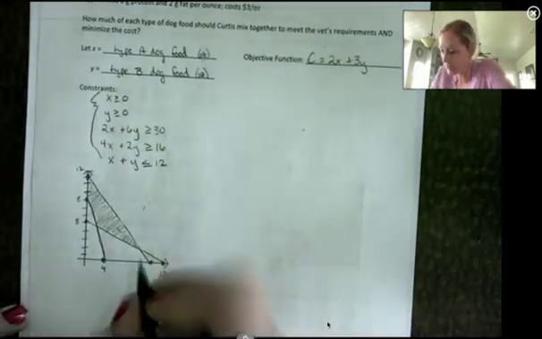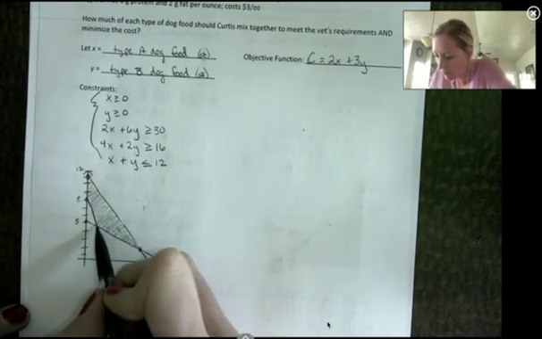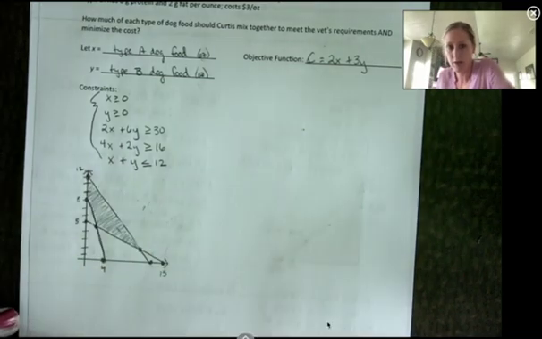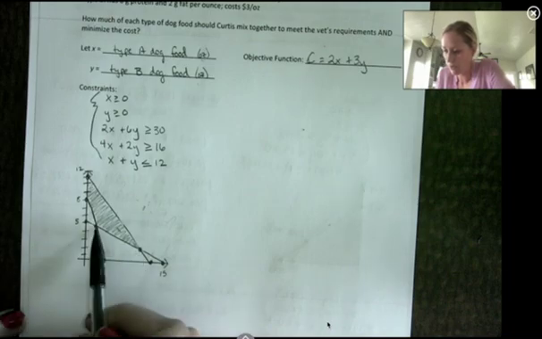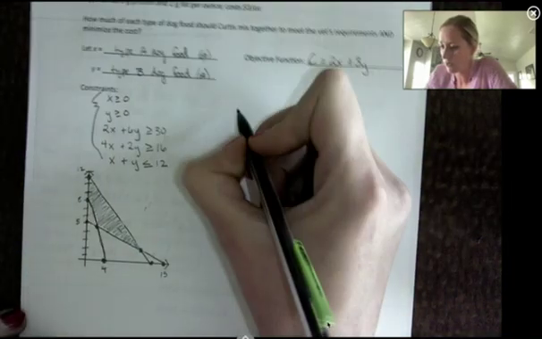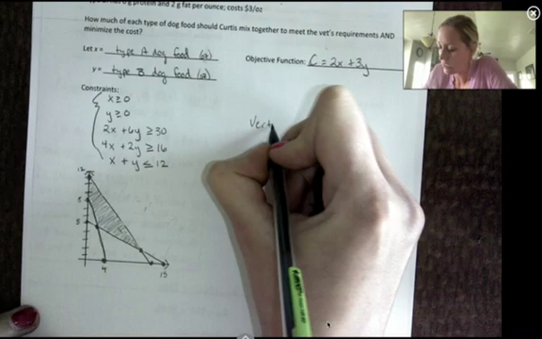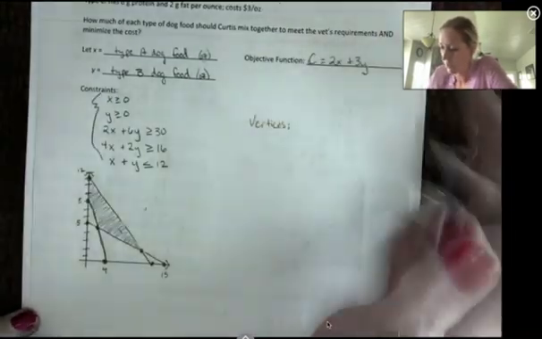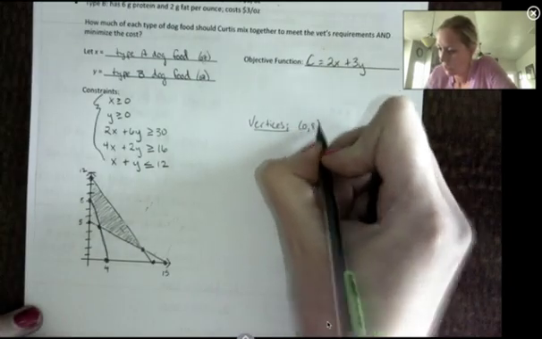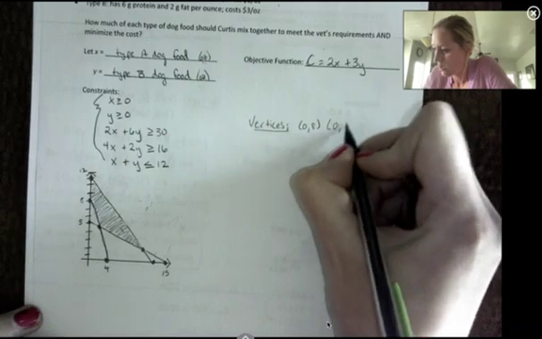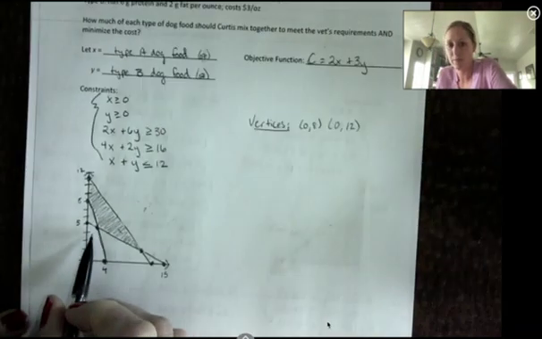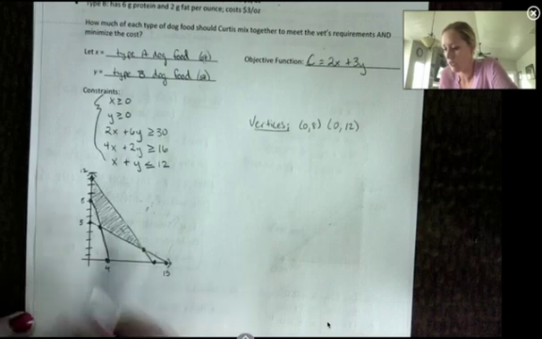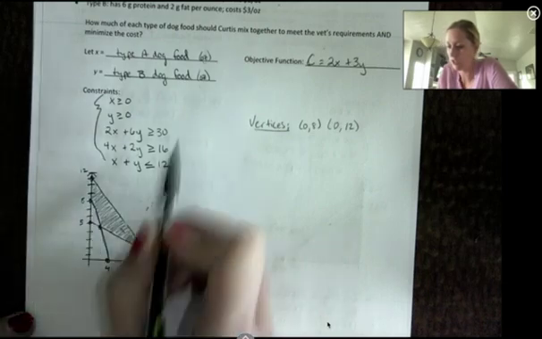Okay, so vertices, bounded region, we have 4. So I have 1, 2, 3, 4. I know these two, so I'm going to put vertices. My vertices here right now I know are 0, 8 and 0, 12. Okay, so we're going to have to find these other two. This one right here is the intersection of these two, so I'm going to solve that system.